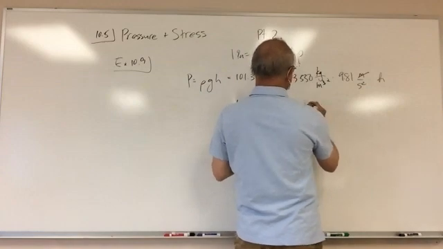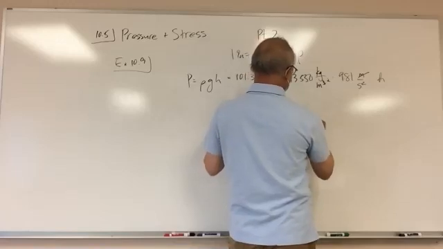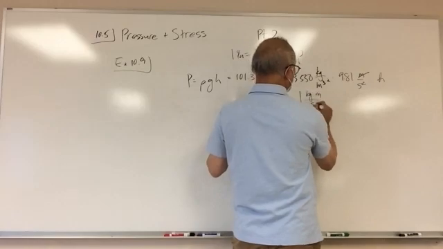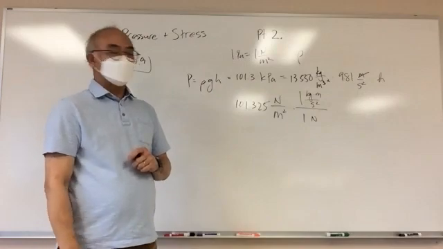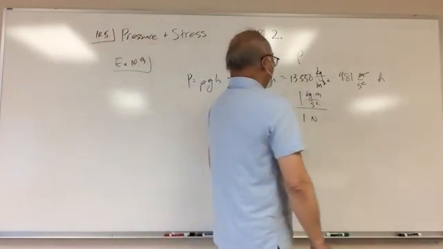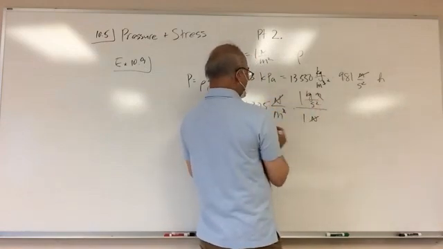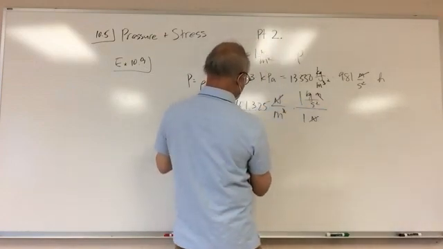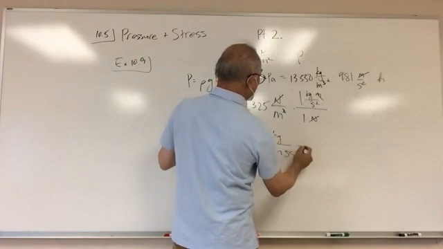1 Newton is what? 1 kilogram meter per second squared, right? Remember, you guys remember this? Yes, no, kinda, maybe. This guy goes away, so I'm going to end up with meter per second squared kilogram, right? What do I have left here?